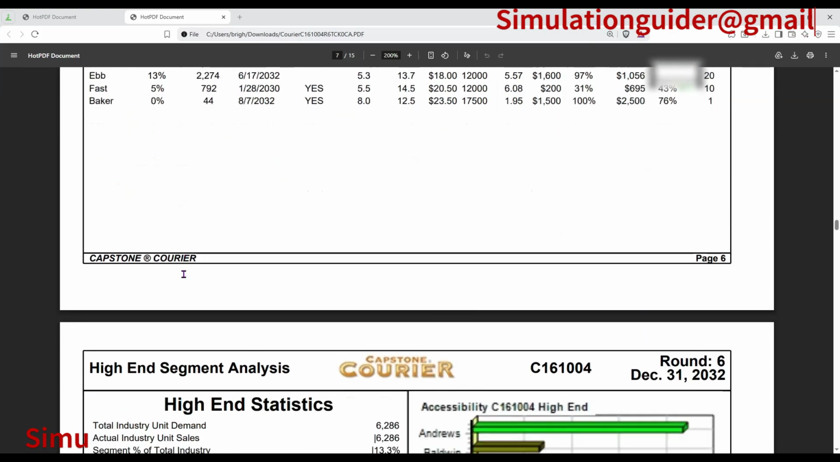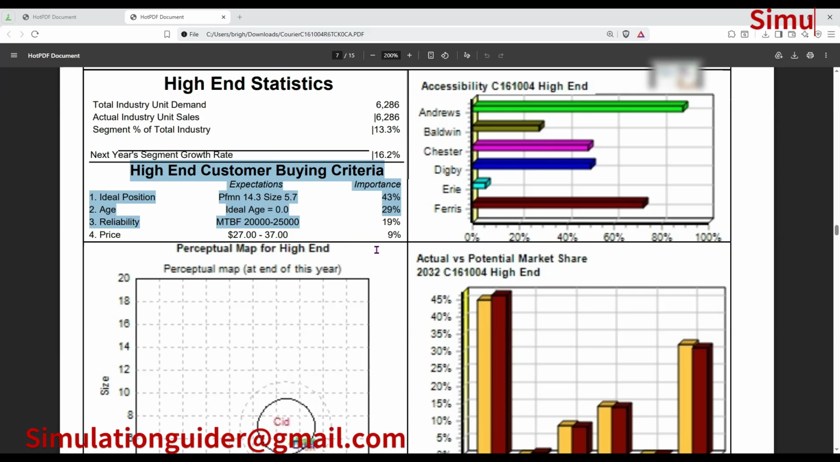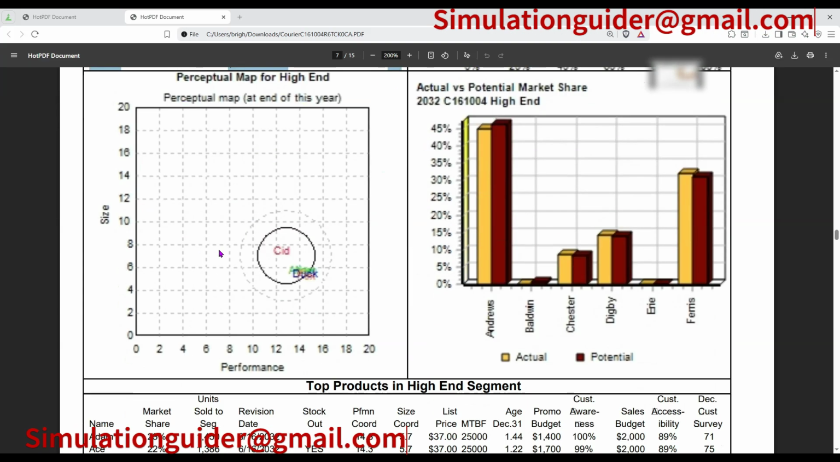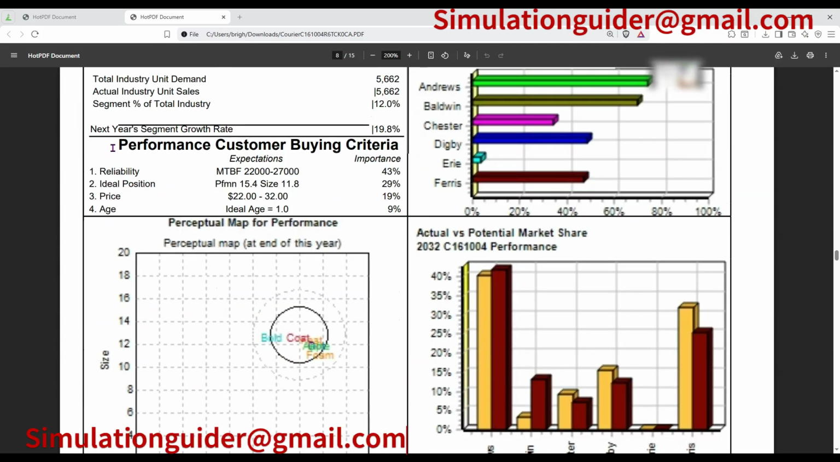Now to the high end segment. Here is what customers expect: ideal positioning of 14.3 and 5.7, age of 0, MTBF between 20,000 and 25,000, and price between 27 and 37. Next is the size, the performance segment. This is what customers expect.